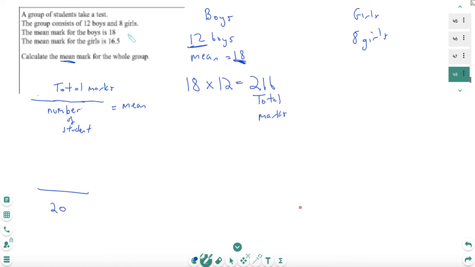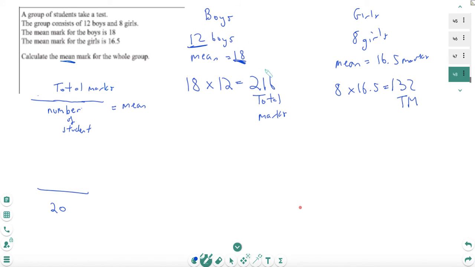Each person scored an average of 16.5. So each girl scored approximately 16.5 marks. So there's 8 girls, and each girl scored approximately 16.5 marks, we can just do 8 times 16.5 to find the total number of marks they scored. So 8 times 16.5 is 132. So the total number of marks scored by the girls is 132.